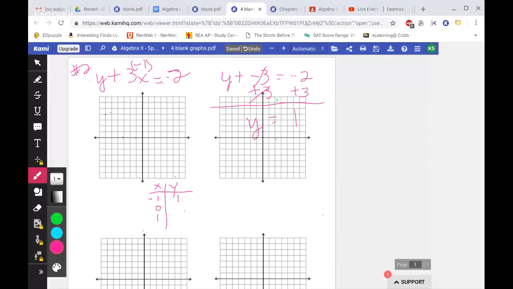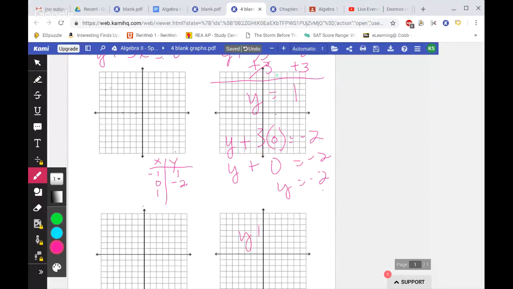Now I'm going to plug in 0: y plus 3 times 0 equals negative 2. y plus 3 times 0 is 0, equals negative 2, and so y equals negative 2. So where x is 0, y is negative 2. And then my last one, y plus 3 times 1 equals negative 2. y plus 3 equals negative 2. Subtract 3 from both sides, and I have y equals negative 5.